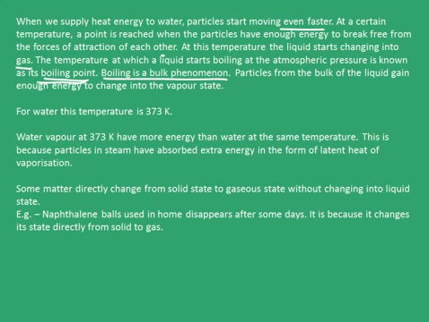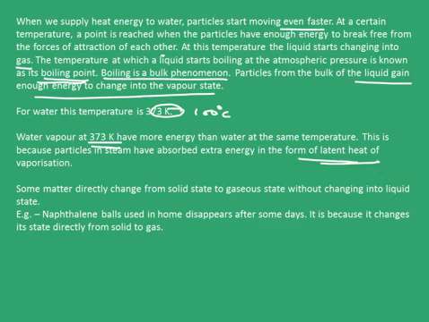Particles from the bulk of liquid gain enough energy to change into vapor state. For water, this temperature is 373 Kelvin or 100 degrees centigrade. Water vapor at 373 Kelvin has more energy than water at the same temperature. This is because the particles in the steam have absorbed extra energy in the form of latent heat of vaporization.